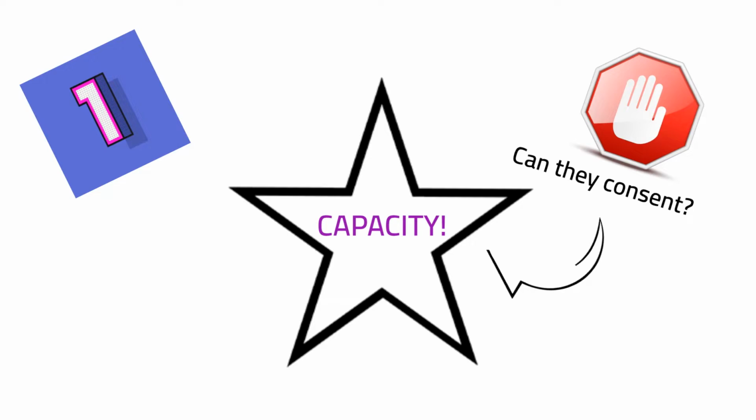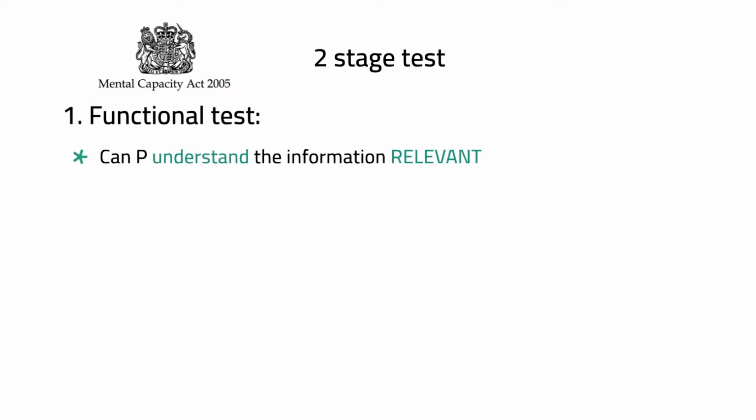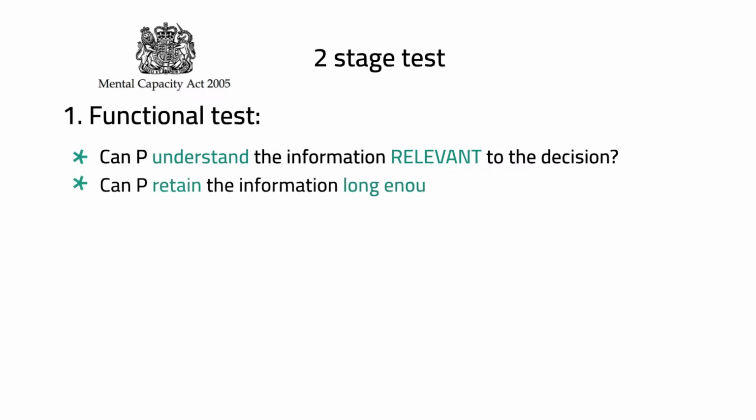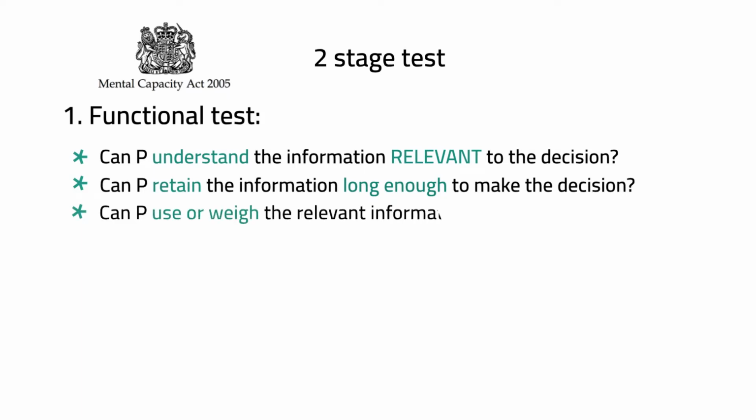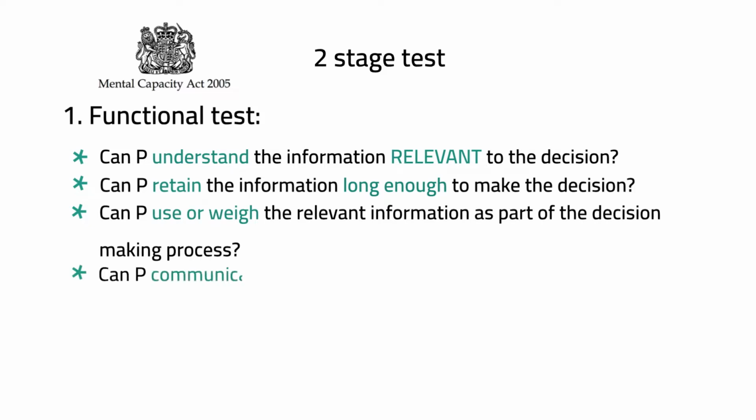So what does the MCA tell us about capacity? The MCA tells us that we assess a person's capacity through a 2-stage test. But what's that? Let's break it down. Firstly, we complete what is called the functional test, which is made up of 4 parts. Can the person understand the information relevant to the decision? Are they able to retain that information long enough to make the decision in question? Can they use or weigh that relevant information as part of making the decision? And finally, can they communicate what their decision is?